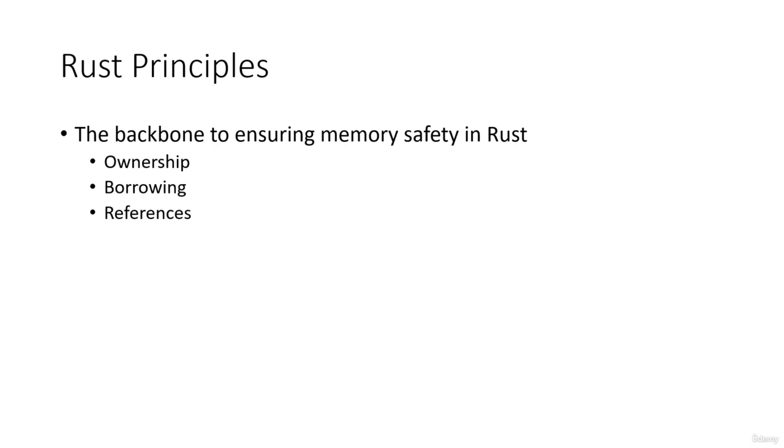Following that, we're going to talk about some of the principles that drive Rust. Rust is known for having memory safety. And to ensure memory safety, there has to be some components that the language is able to validate in order for us to be assured that we have memory safety. And these are going to pertain to ownership, borrowing, and references.